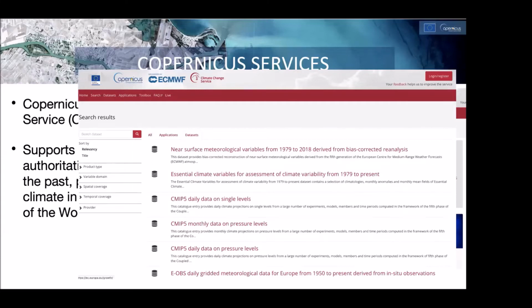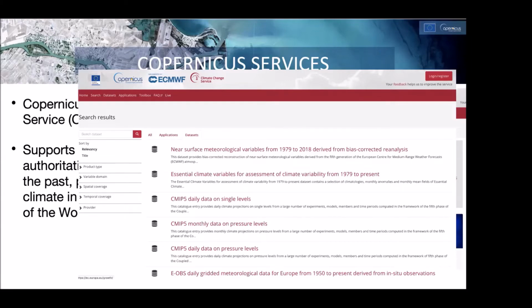So again, just some examples that we can show here, that potentially can be available to your work.